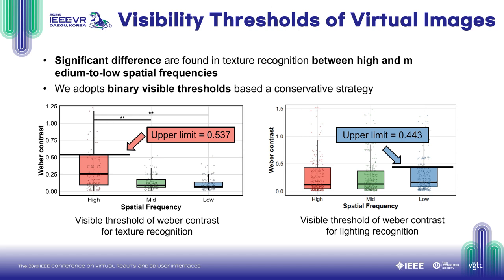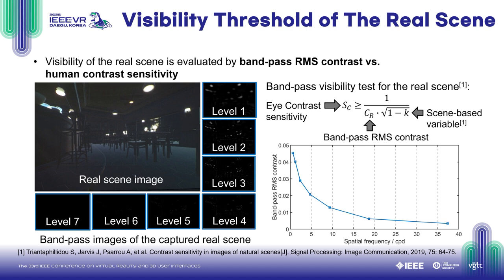As a consequence, we set the upper limits of texture and lighting recognition as the visible thresholds for virtual images in the high and medium to low spatial frequency, respectively. To obtain the visible threshold of the real scene, we decompose the captured scene by the scene camera into bandpass images, as shown in the left figure. The spatial frequency of bandpass images is increased by an octave, from 0.6 cycles per degree to 37.4 cycles per degree, as shown in the bottom right figure.